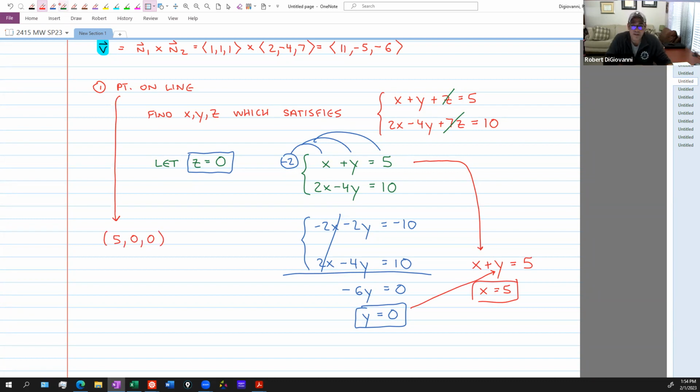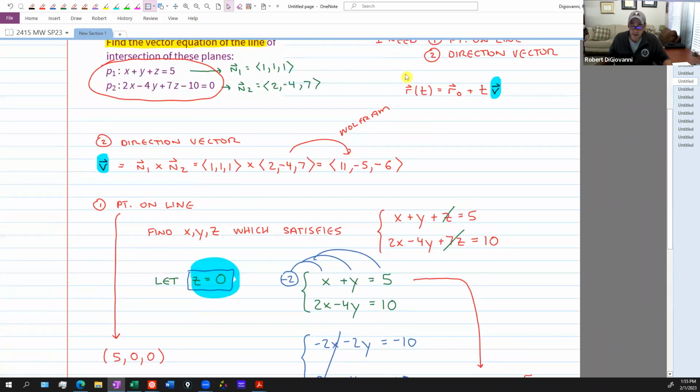It's on the x-axis, which just happens to be the case for this example. You are not always going to have that happen. If you did something else, instead of z equals 0, if you said I'm going to let x be 0, or let y be 0, you're going to get a different point than me. Right, we're not done.